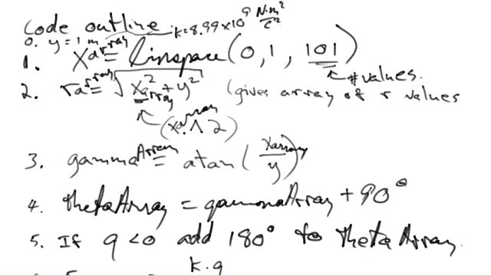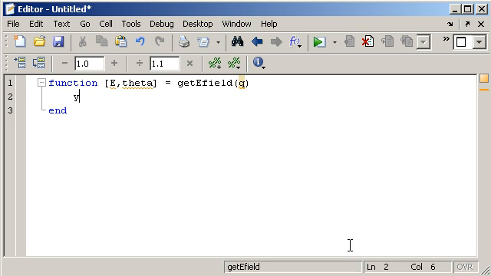So for my code outline that I generated before, we've got to initialize a couple of things, y and k. So y equals 1 meters, k equals 8.99E9 newton meter squared per coulomb squared.